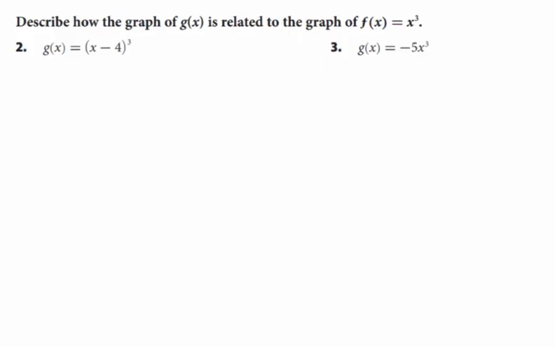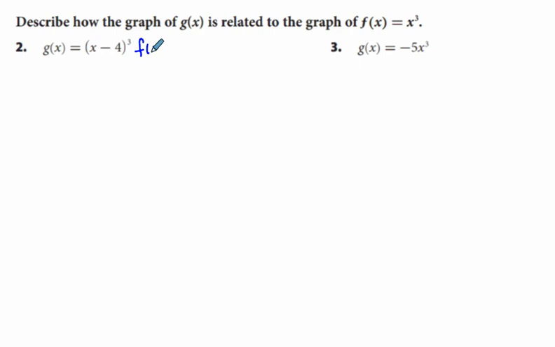Next, describe how the graph of g of x is related to the graph of f of x equals x cubed. And so I'm going to just go over the odd ones in this and leave the viewer to do the even number problems. 3. g of x equals negative 5x cubed. So I'm going to put kind of a general form here. I'd say vertex form. It's not exactly vertex form.